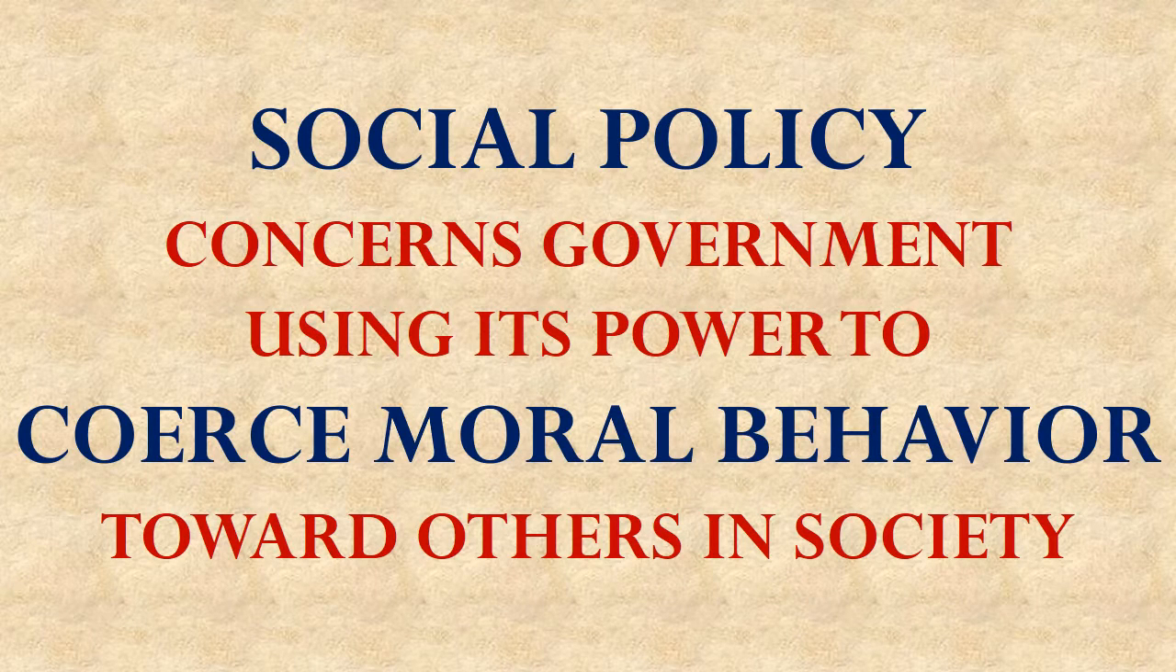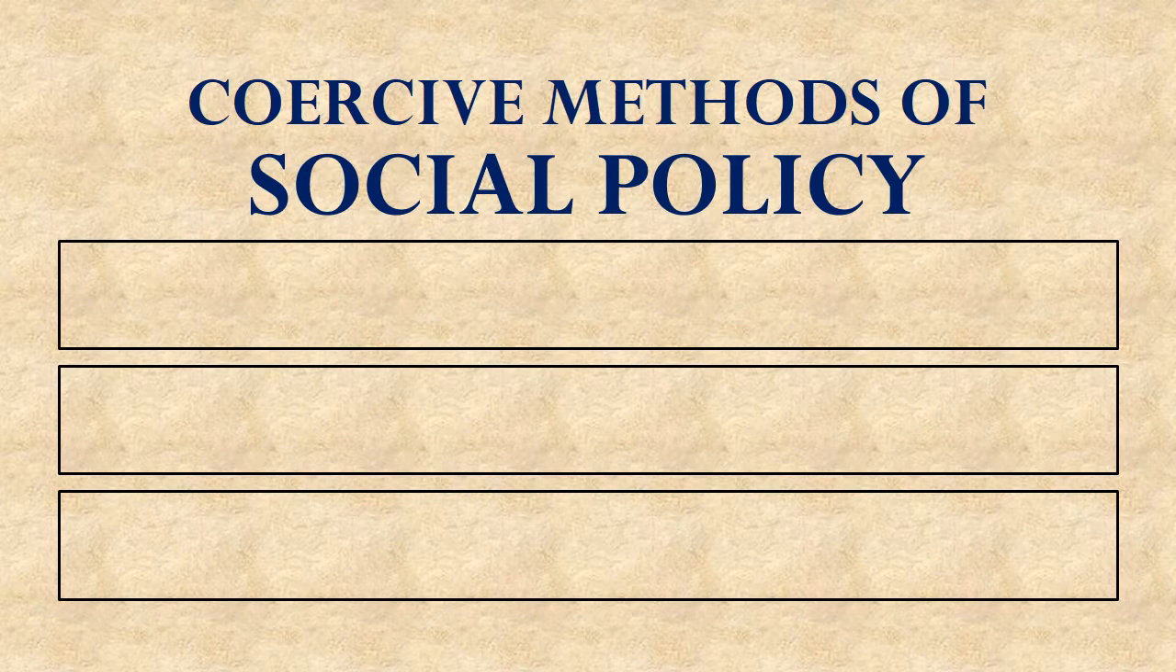Social policy can be defined as those things that concern the government using its power to coerce moral behavior. In other words, the government's trying to make people behave right. And there's several methods that the government can use to try to coerce, or in other words, sort of force people to behave the way that the government thinks they should.